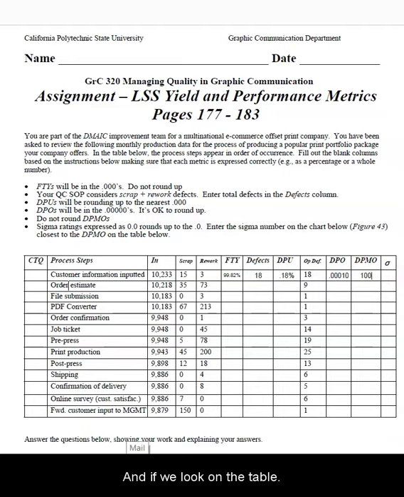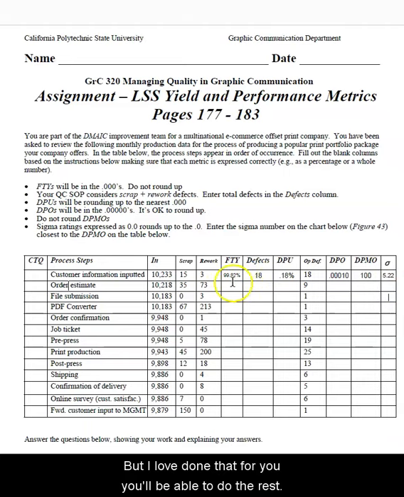And then if we look on the table on page 182, actually we'll do the DPMO, which is DPO is 100. We'll go ahead and put that number down, and that's 5.22. So now that I've done that for you, you'll be able to do the rest.